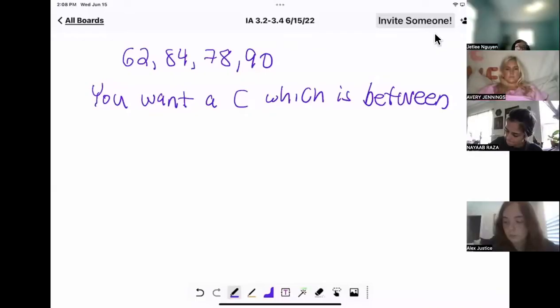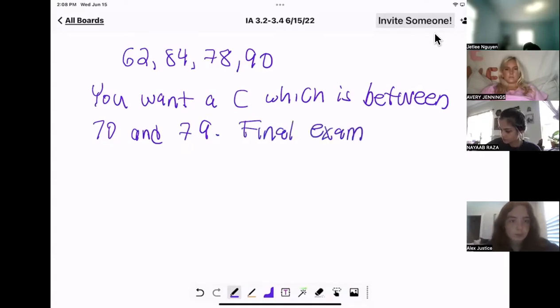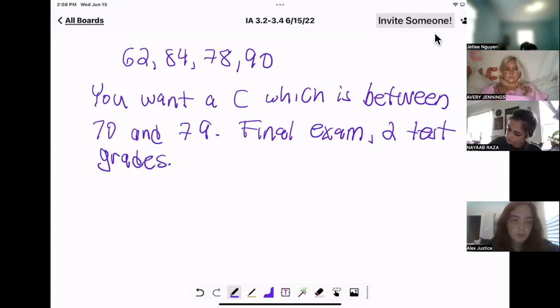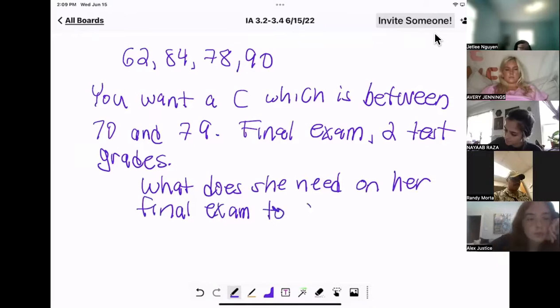70, what would you want to call it on the test? I mean, the problem, 70 and 90, 70 and 79. Hey, but there's a final exam, and that counts as 2 test grades. The question is, what does she need to get on her final exam to get a C in that class? So that's pretty much the question.